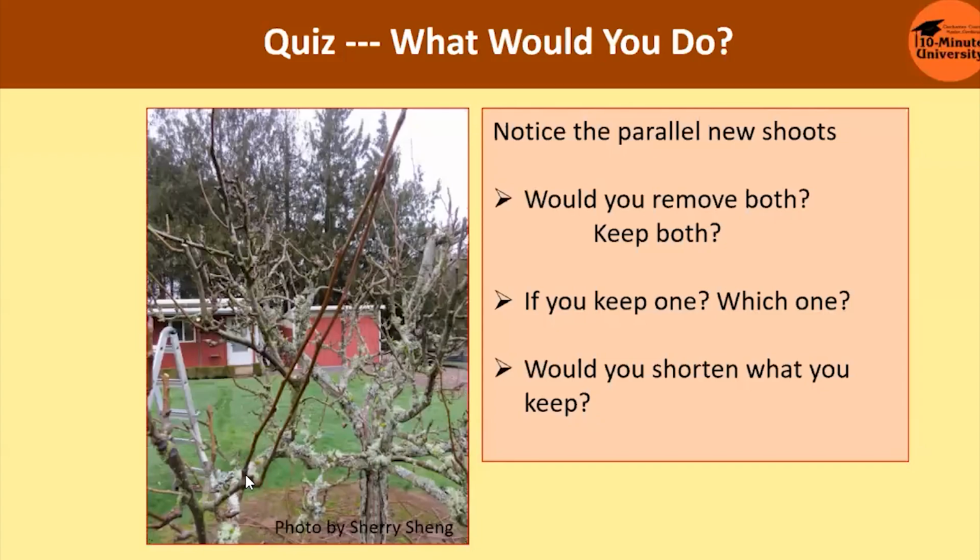And I would probably not keep both because they're pretty close together. And over time, if both develop, there will be too much competition and neither will do well. I don't think it matters too much which one I would keep, but the one I keep, I definitely will shorten to probably 3 buds or so.